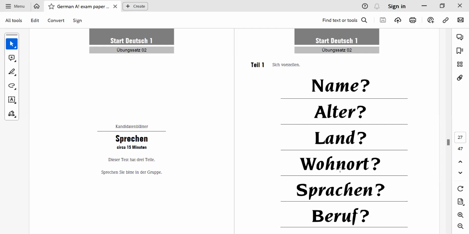And then Wohnort, where are you residing? Wohnort is basically where you reside. In India, if you reside in Delhi, ich wohne in Delhi, ich wohne in Bengaluru, ich wohne in Berlin, ich wohne in Frankfurt. So whichever place. Wohnort is a specific area and Land is the country.